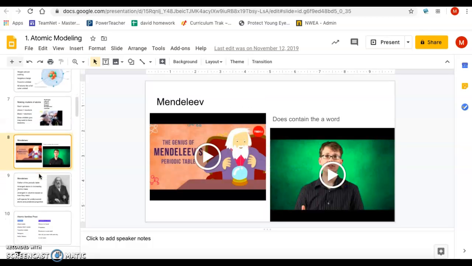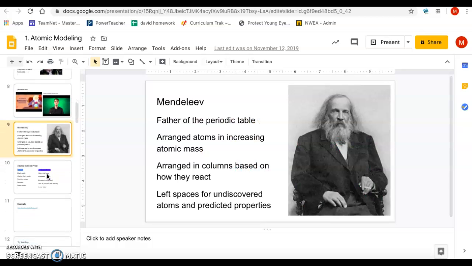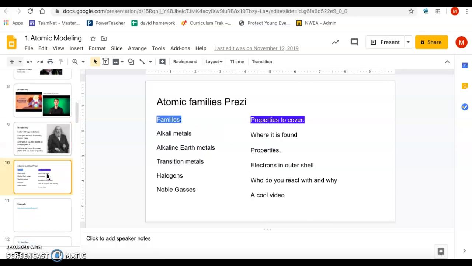Then we moved into Mendeleev and how he came up with the periodic table. Then we took a look at different families in the periodic table. Once again, I split up the kids into groups. These were the different groups right here: alkali metals, alkaline earth metals, transition metals, halogens, and noble gases. There's more families, but those are the most interesting ones and the ones I wanted to cover. I did talk about the rest of them with the kids as well, but these are the ones I had the kids make Prezis on.